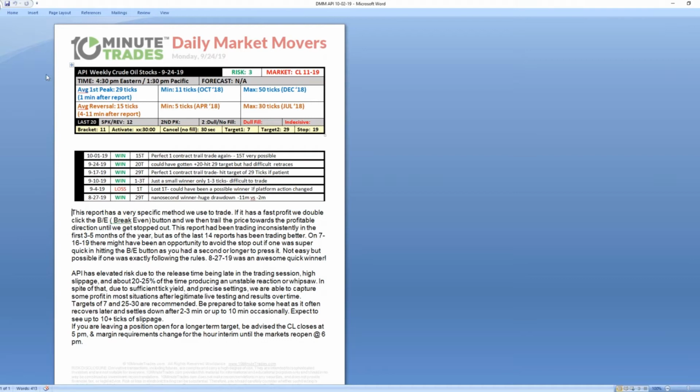That's the new daily market mover. That's how you read it. It's very easy, but it's filled with tremendously useful information, and it comes out the day before a trade, okay?